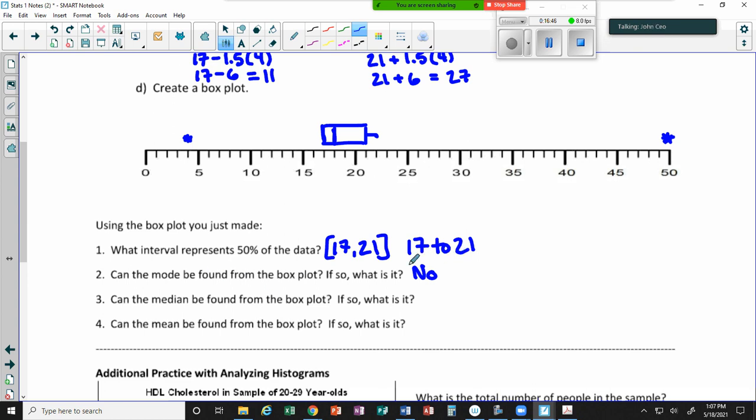Median. Can you find the median from the box plot? Yes. It's whatever Q2 is, right? So what is it in this case? 18.